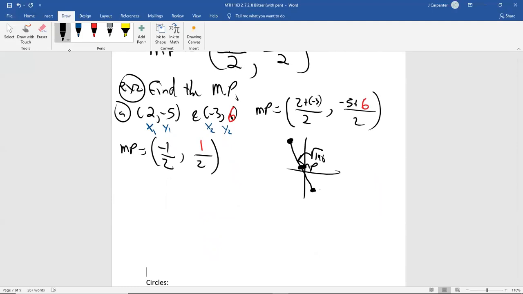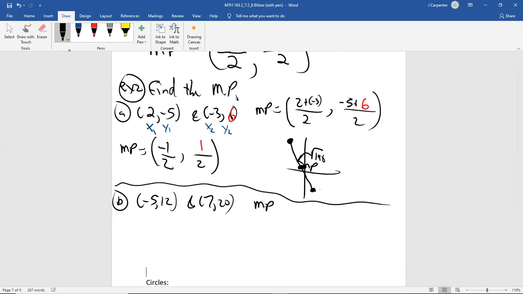B, -5, 12, we're doing a different one, and 7, 20. So our midpoint. Average the x values, average the y values. Your x1 is the -5, the y1 is the 12, x2 is the 7, y2 is the 20.